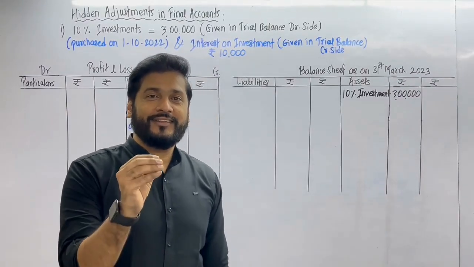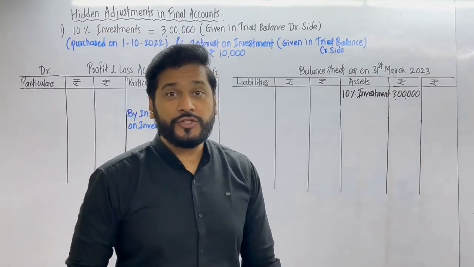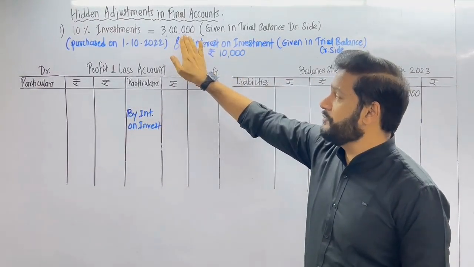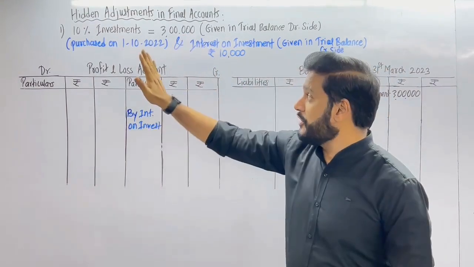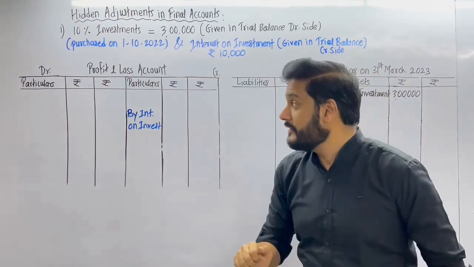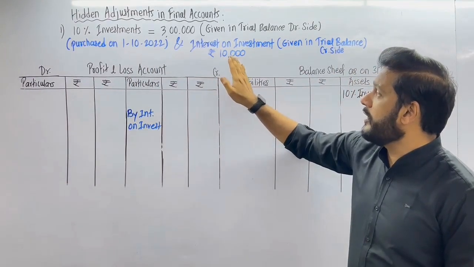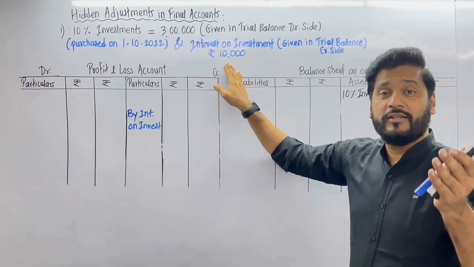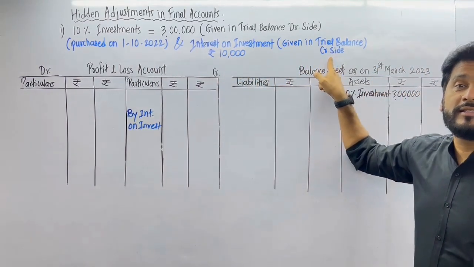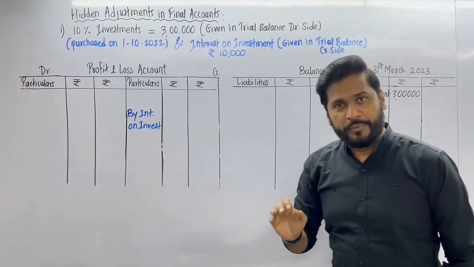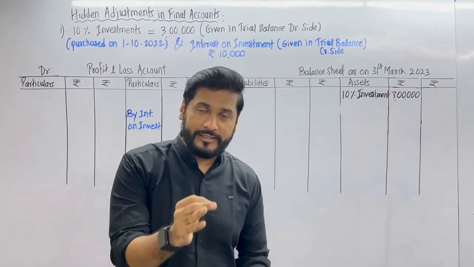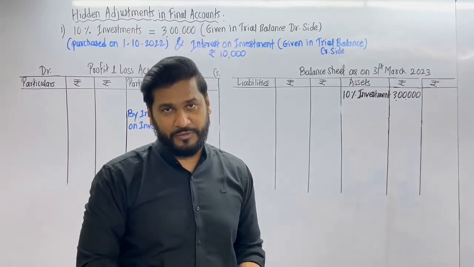Okay, so the third case is where the investment is given to you in the trial balance, the date of purchase is given to you, again in the trial balance, and interest on investment is also given in the trial balance on the credit side. If this happens, then what are we supposed to do? First of all, understand the meaning of this adjustment.